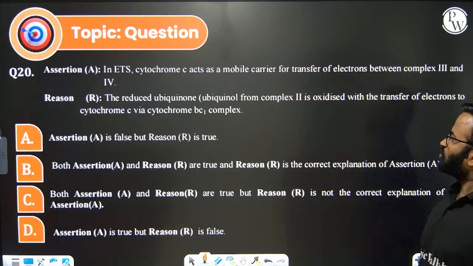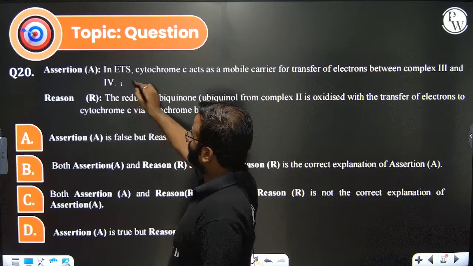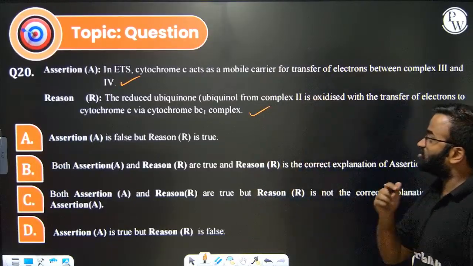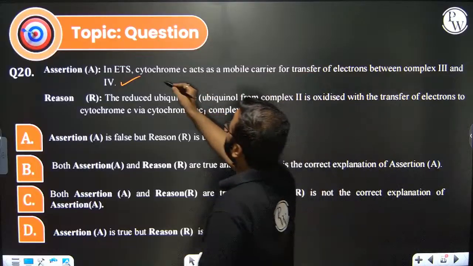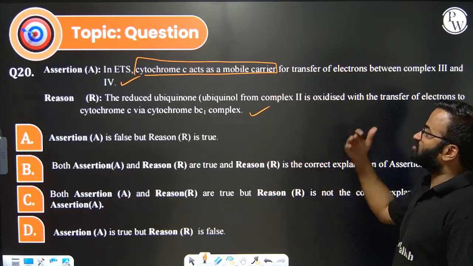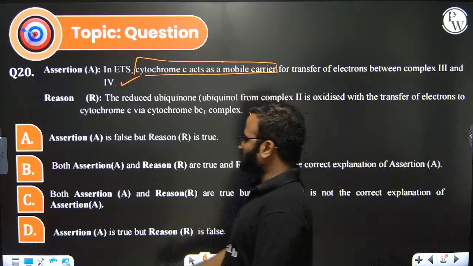In ETS, cytochrome C acts as a mobile carrier for transfer of electrons between complex 3 and complex 4. Yes, true. The reduced ubiquinone, that is ubiquinol from complex 2, is oxidized with the transfer of electrons to cytochrome C via BC1 complex, which is true, but it is not explaining why cytochrome C is a mobile electron carrier. Both the statements are true individually, but it is not explaining why this is acting as a mobile electron carrier. So I would go with C as my answer.